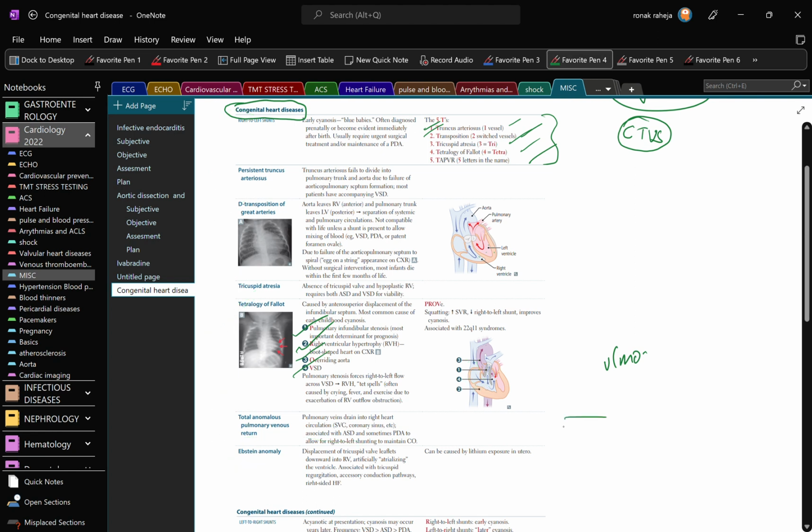These pulmonary veins are what return blood to the left atrium, and then from the left atrium it goes to the left ventricle. So if these pulmonary veins drain into the right circulation, then there's again havoc and you need to repair it. So these are the cyanotic heart diseases.